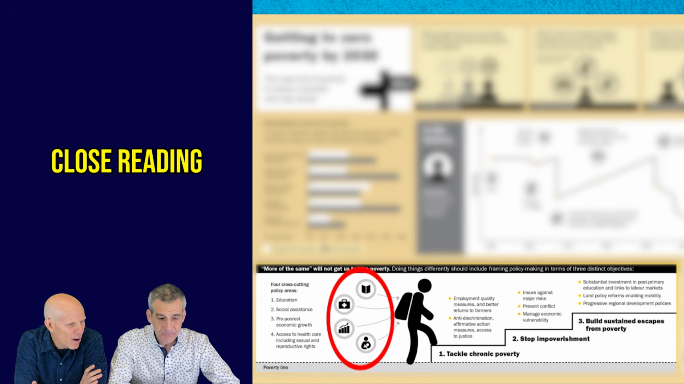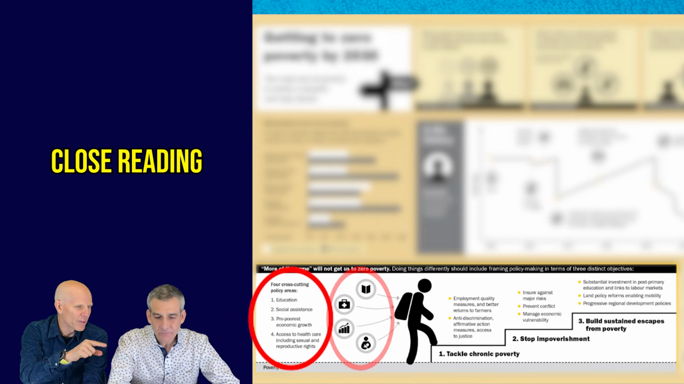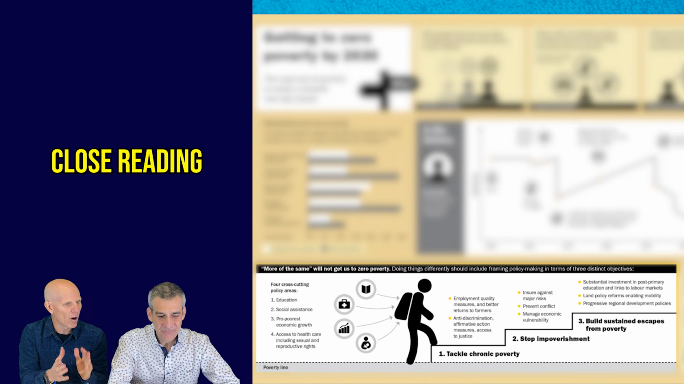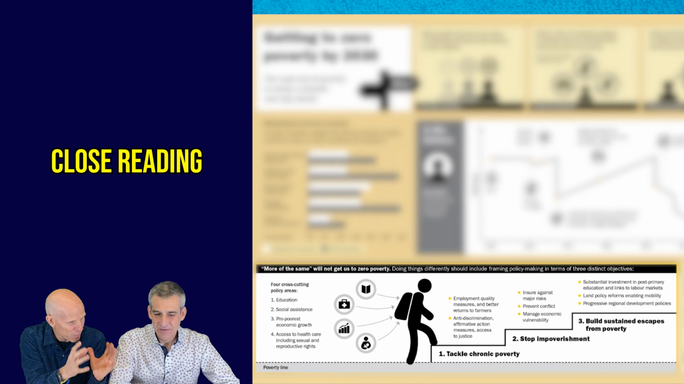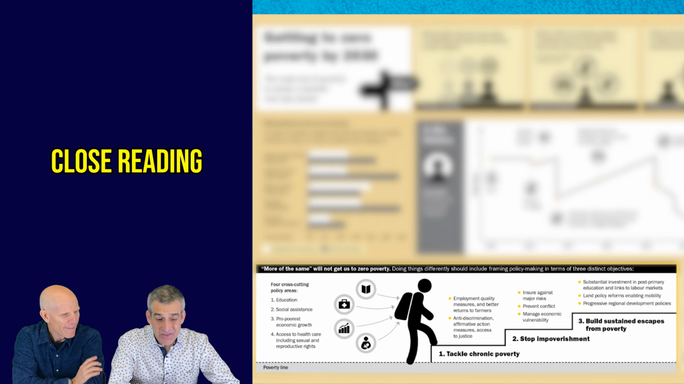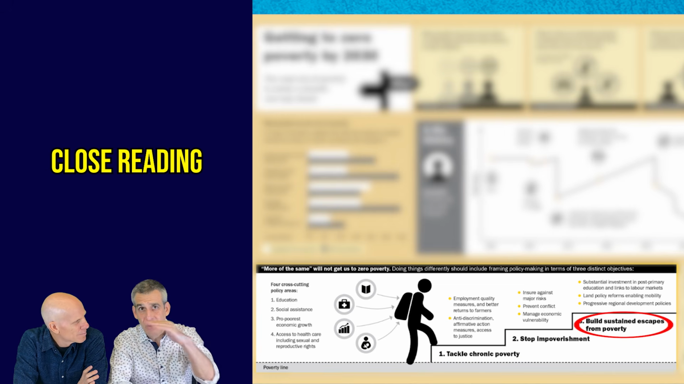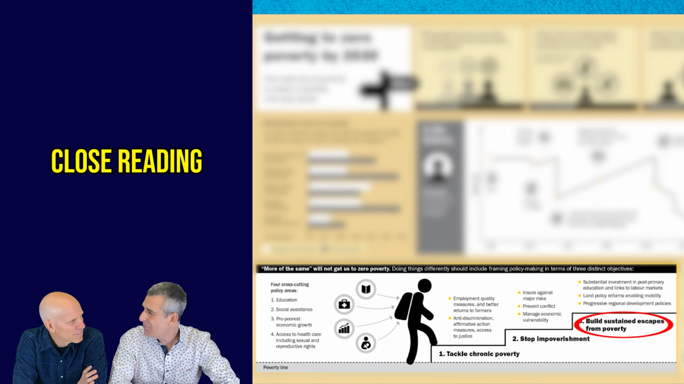Yeah, and then they have the icons, and they also have the list next to the icons. So like, hey, in case you were wondering, we know that the first icon is education, the second is social assistance. These are all the elements that are going to equip this person to get out of poverty. And I love that. Yeah, and we have a poverty line at the bottom, and the person is going up the steps. It looks like a 3-step approach, 3 distinct objectives. 1, tackle chronic poverty, that's the lower level. 2, stop impoverishment. And then 3, build sustained escapes from poverty. It's almost like a chronological sequence of how to accomplish this and get out of poverty.